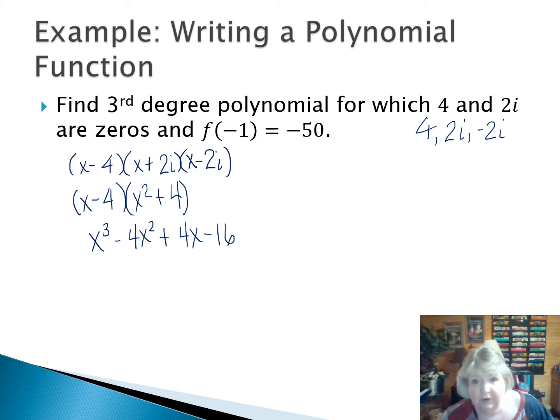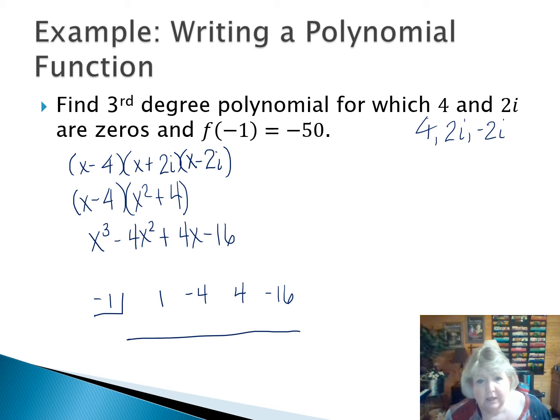How do I figure out? Well, I'm lazy, so I use synthetic division. My coefficients right now are 1, -4, +4, -16. And I know what the value at -1 is supposed to be. So the remainder theorem tells me that its value will be right here. So I'm going to do the division.